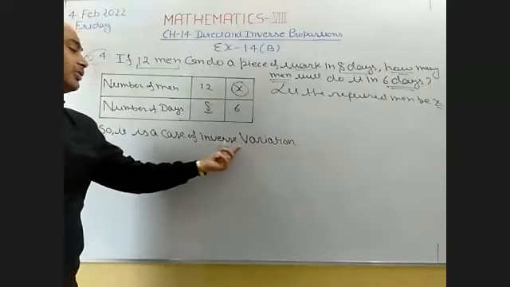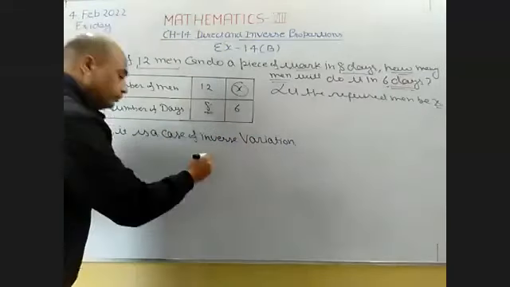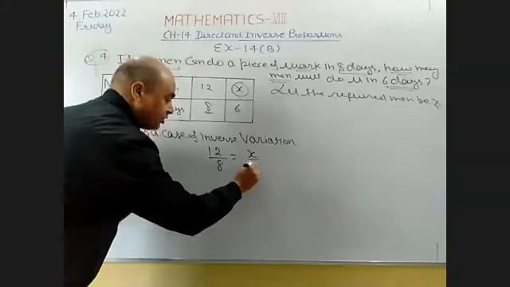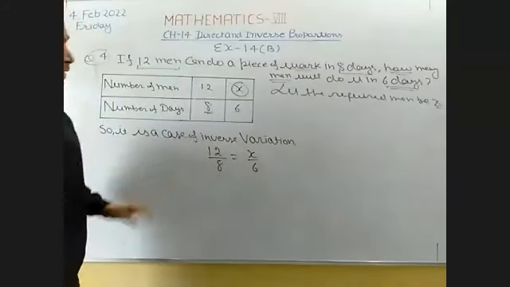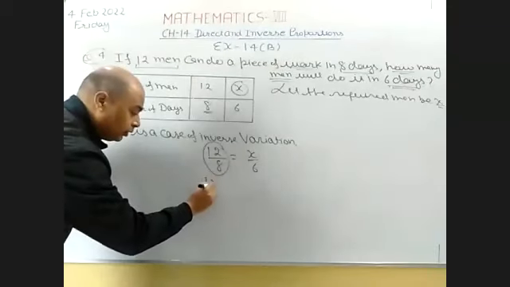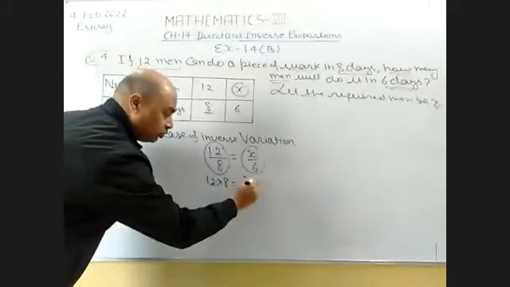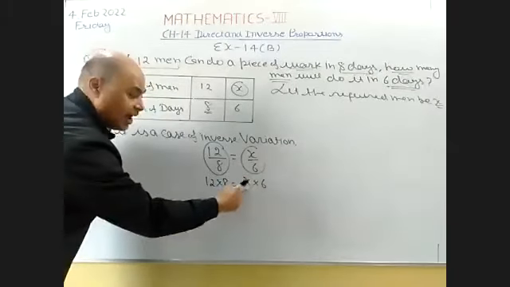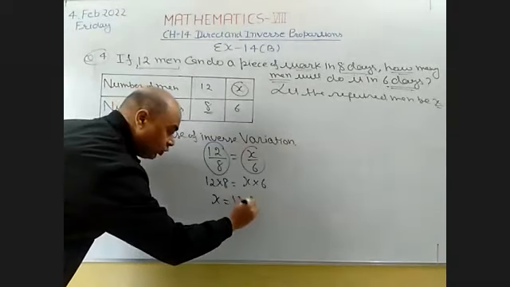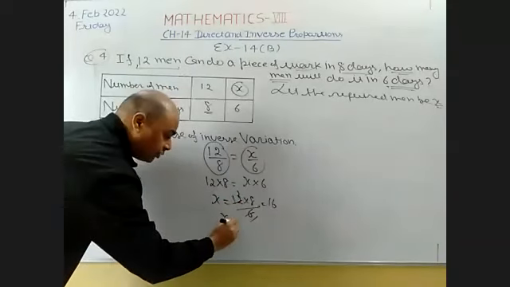So I want to solve it as a case of inverse relation. See, write this first: 12 by 8 is equal to x by 6. In the case of inverse relation, you solve the question like this. Multiply these two, 12 into 8, and multiply these two, x into 6. We want to find the value of x. So take this 6 from the right side to the left side. The value of x becomes 12 into 8 upon 6. 6 twos are 12, and 2 eights are 16. So the value of x becomes 16.